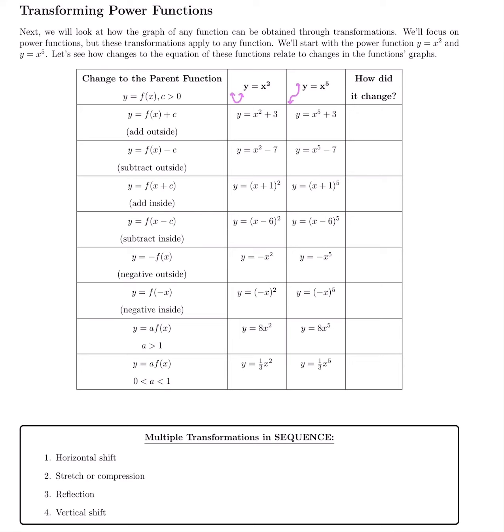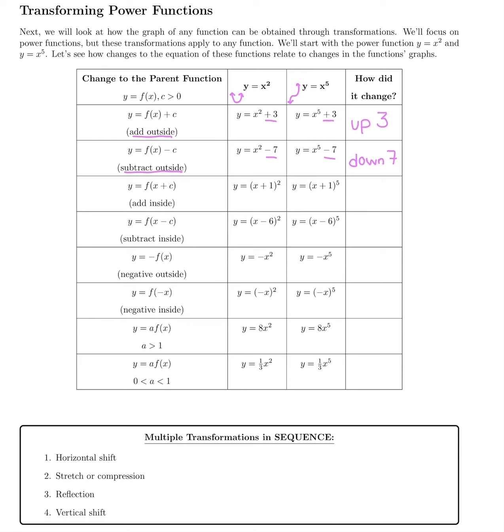So the first transformation we're going to do is we're going to add numbers outside. I always say if it's outside, it's easy. So adding outside, if you add 3 to x squared or to x to the fifth, it does the same thing. Outside is easy. Adding 3, it just makes sense. You move up 3. Same thing for subtracting outside. We are still outside that parent function. We have x squared with a minus 7 outside and x to the fifth with a minus 7 outside. Outside is easy. Subtracting 7, it makes sense. You go down 7.